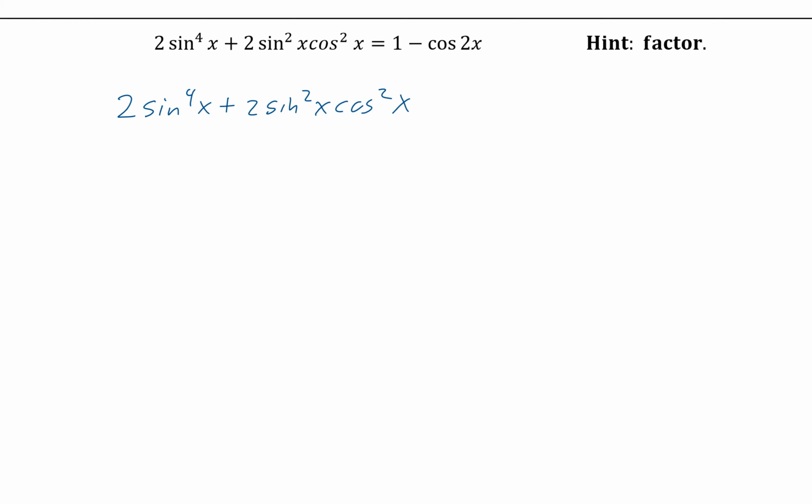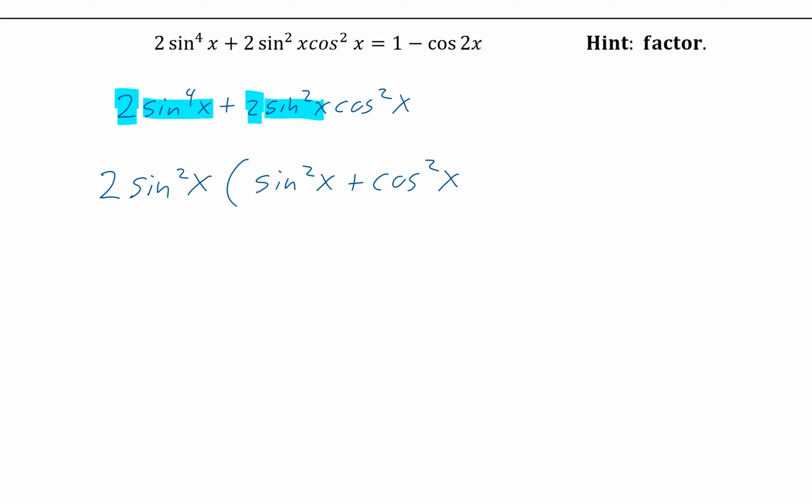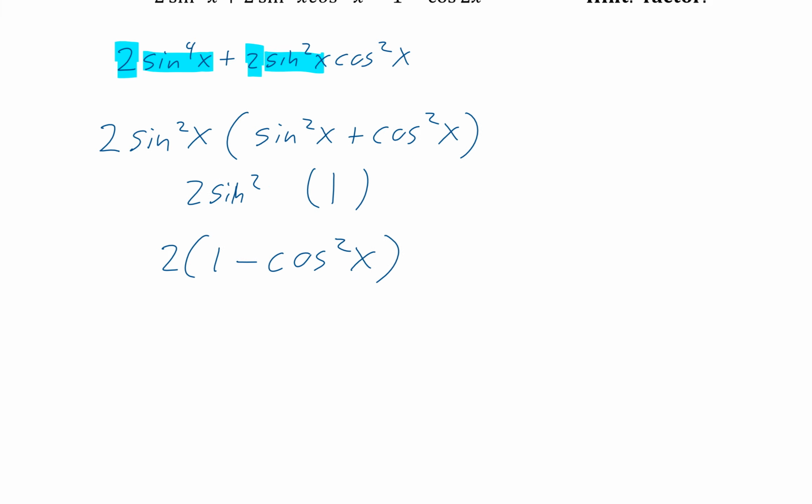So if you look at each one, they both have a 2 and they both have a sine x. In fact, the square is our common factor. So we can factor out sine squared x, which would give us sine squared x plus cosine squared x. And then we go, oh, sine squared x plus cosine squared x, that's just 1. So rewriting this, we get 2, 1 minus cosine squared x, because this is our Pythagorean identity for sine squared x.